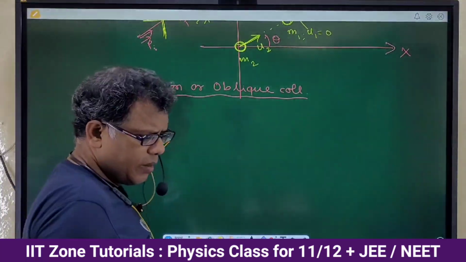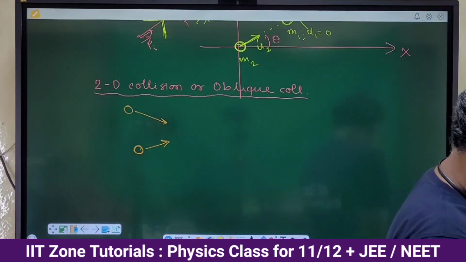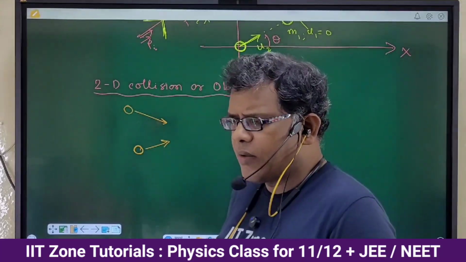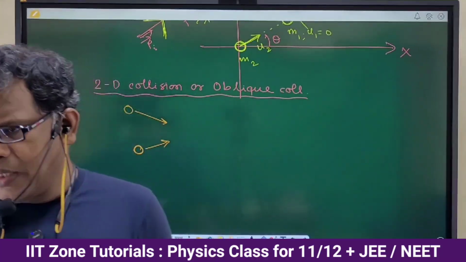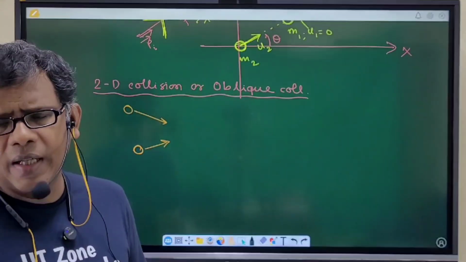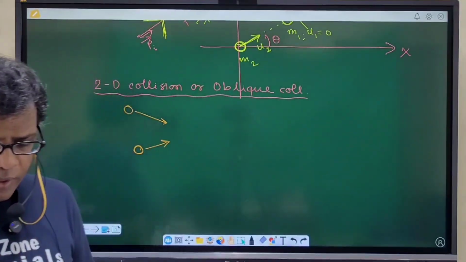Provided there are more than two particles involved in a 1D collision, then all of them must have their momentum, if possible, along that same line, and that will be the line of the momentum possessed by them even after collision.